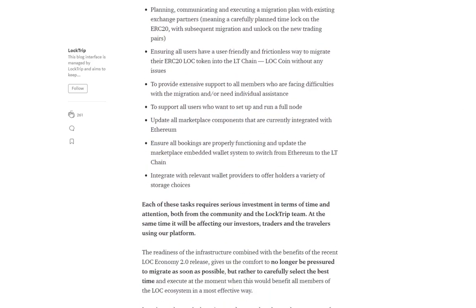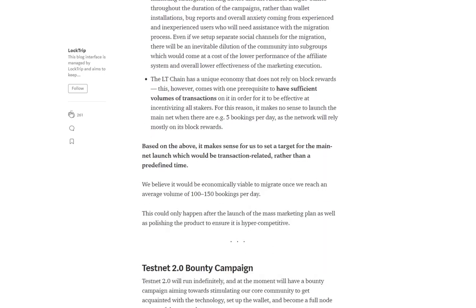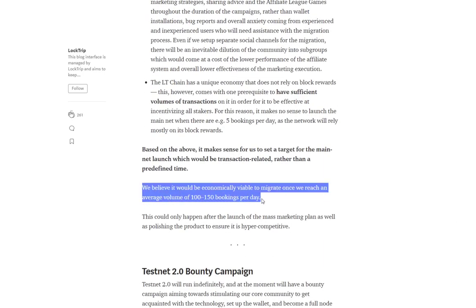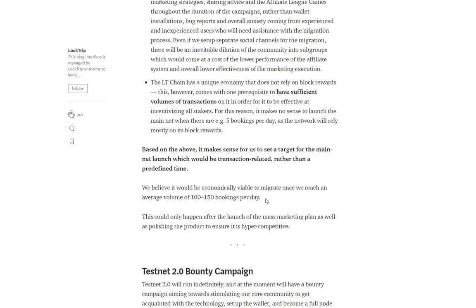The main key point here, which I read further down, was we believe it will be economically viable to migrate once we reach an average volume of 100 to 150 bookings per day. So once the platform is getting the work through, then they will see that is a great time to swap over to the LT Chain and get rid of the ERC20 token.